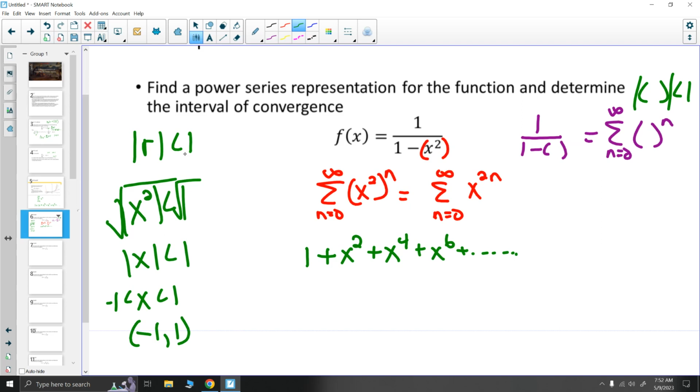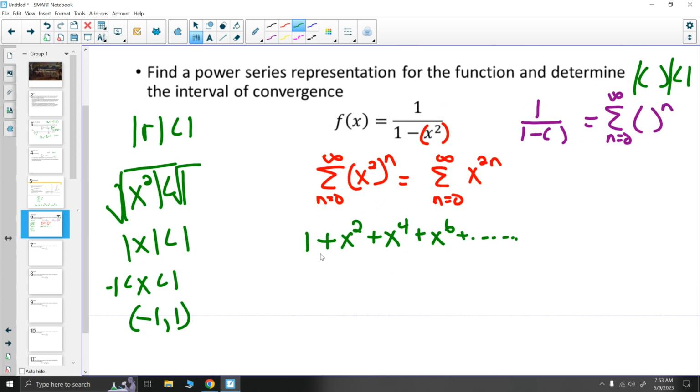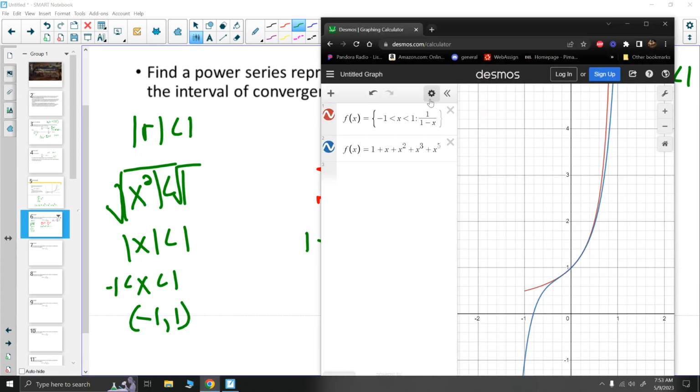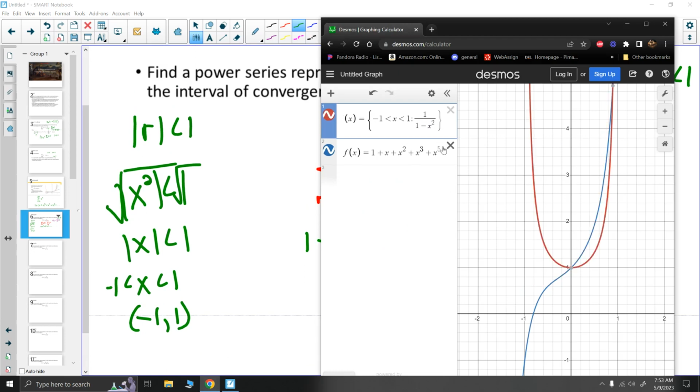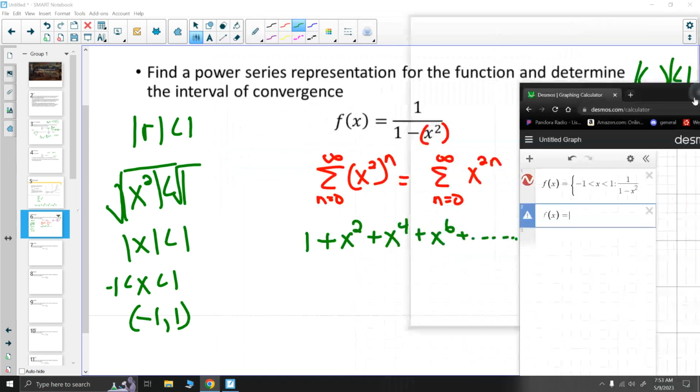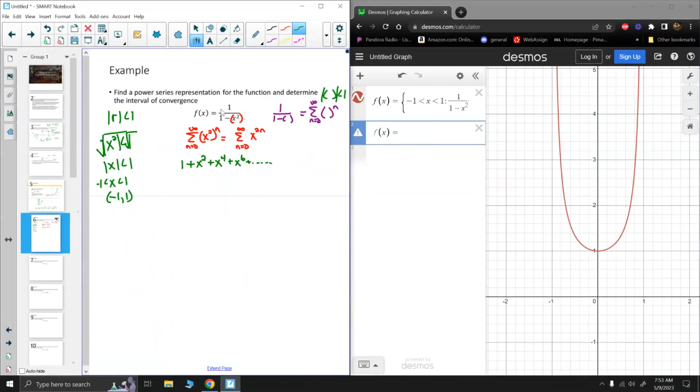If it's equal to 1, it diverges. So we don't have to check those endpoints, because we know when it's equal to 1, it diverges in a geometric series. So it's always this open interval here. Okay, so let's take a look and see, is our series going to be similar to this function around our same interval? Again, looking from -1 to 1.